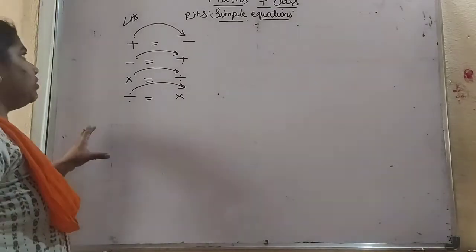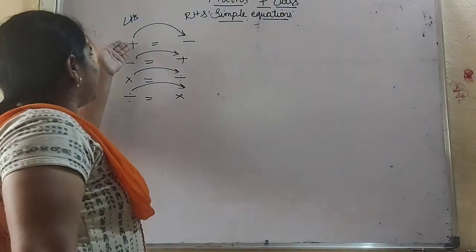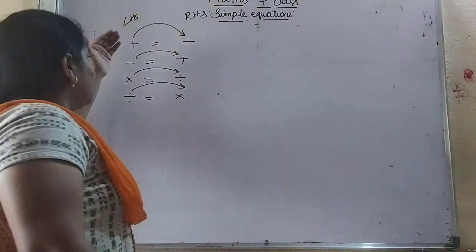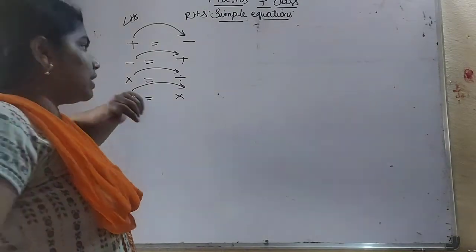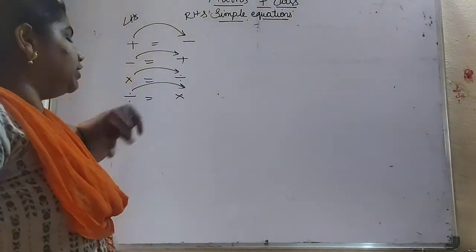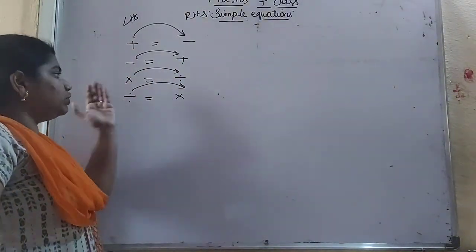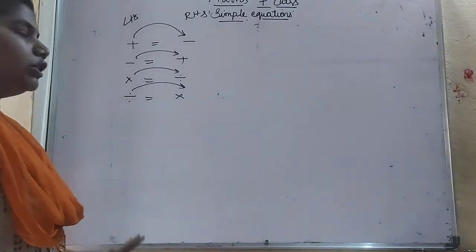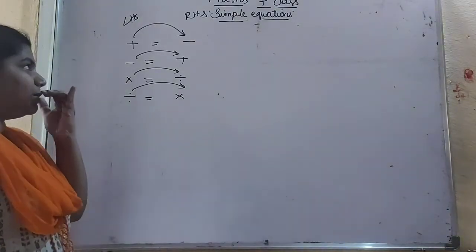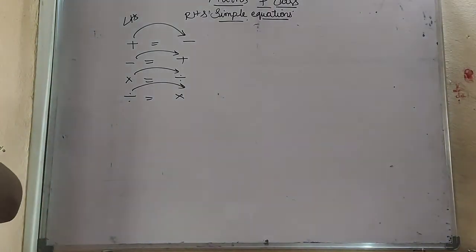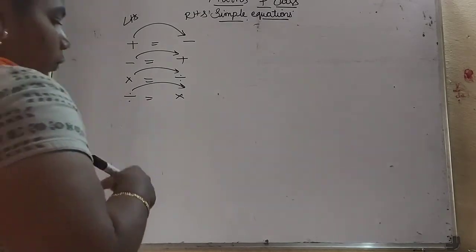So what do you mean by transposing? Transposing is nothing but plus sign will be changed to minus sign, minus sign will be changed to plus sign. Multiplication will be changed to division, and division will be changed to multiplication. So by using this transposing method, we are going to see how to find the unknown variables in our simple equations.